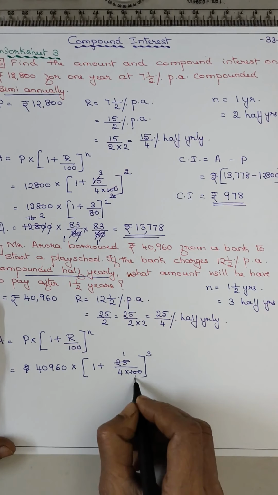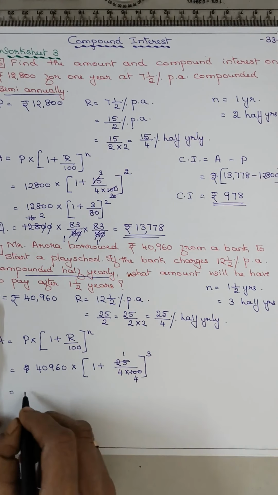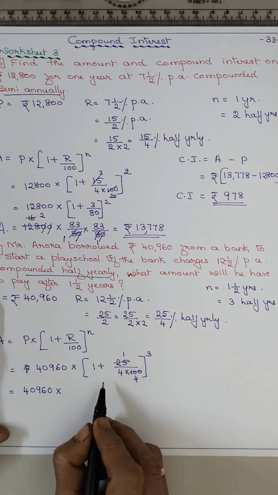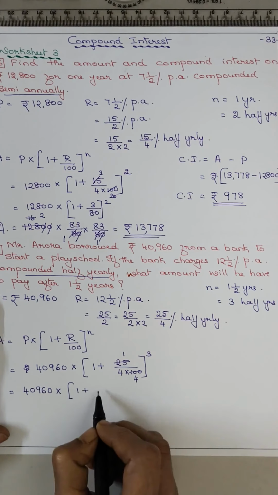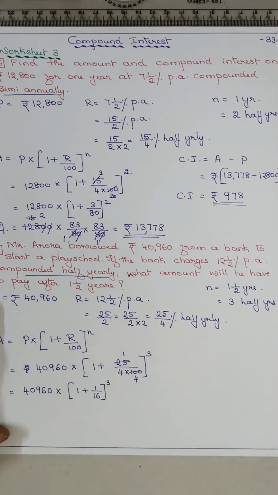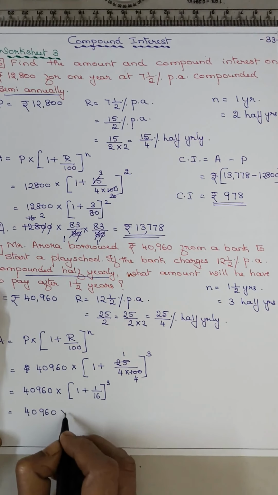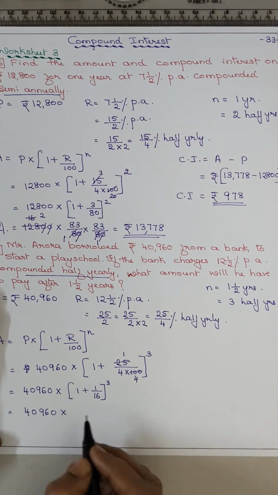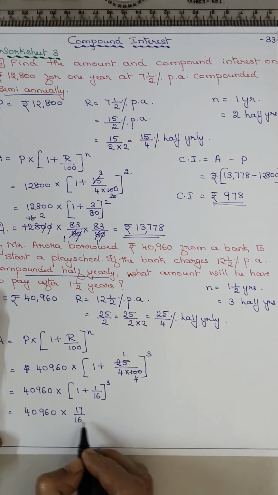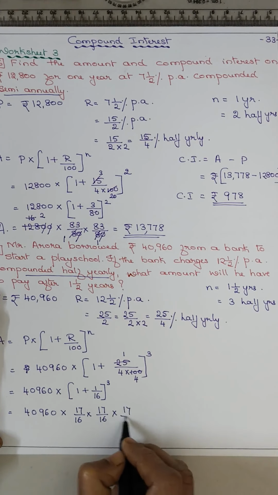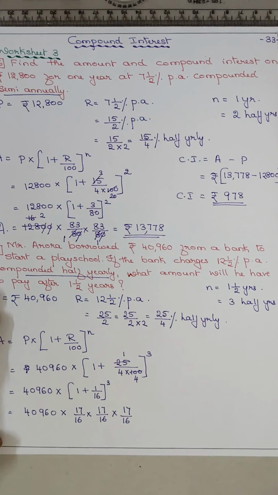25 ones are 25, 4 fours are 100. So you got 40960 into 1 plus 1 upon 4 fours are 16, the whole raised to 3. Understood? Now it is 40960 into 16 plus 1, 17 upon 16, 3 times. 17 upon 16, you have to write 3 times.